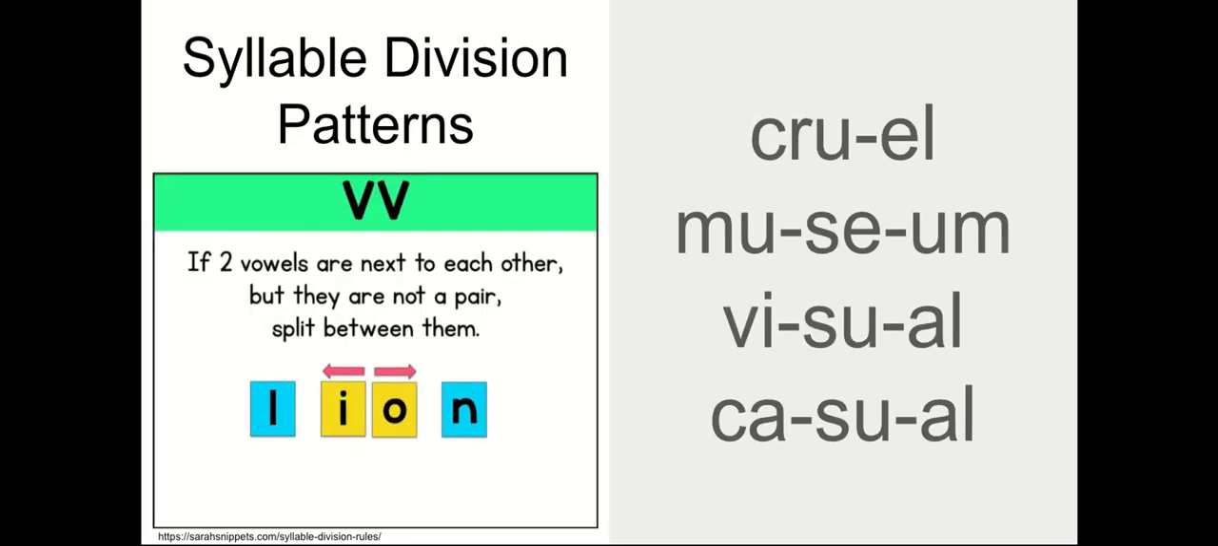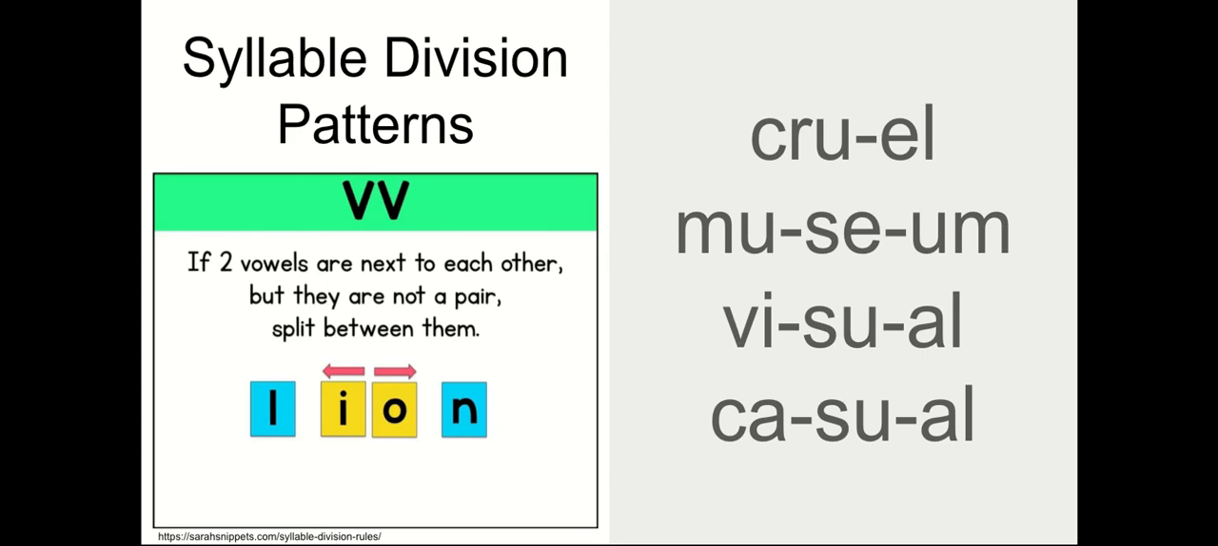The last syllable division pattern we saw in this article was vowel-vowel. This is if 2 vowels are next to each other, but they are not a pair, you split the vowels between the syllables. So like with the word lion, the I and the O are next to each other, but they're not a pair, so you split them up to make li-on. So my first example word is the word cruel. The U and the E split to make cru-el.